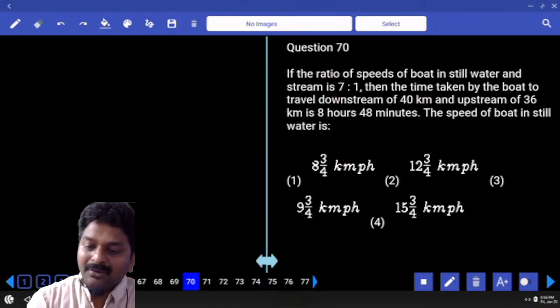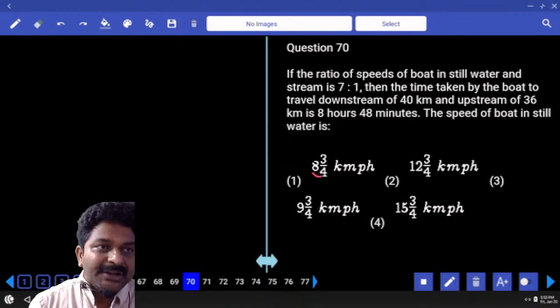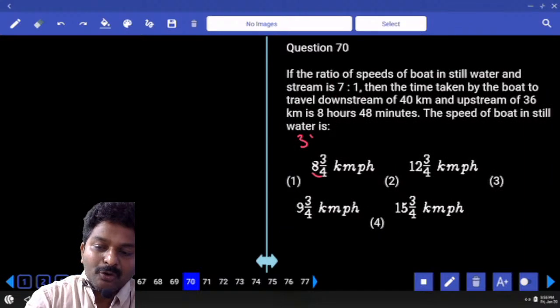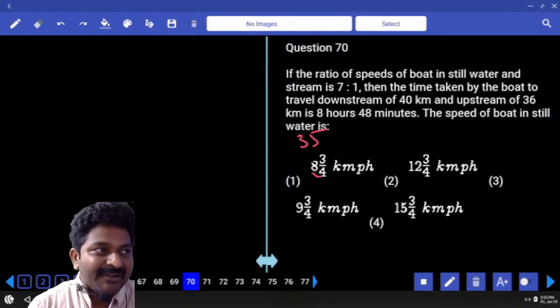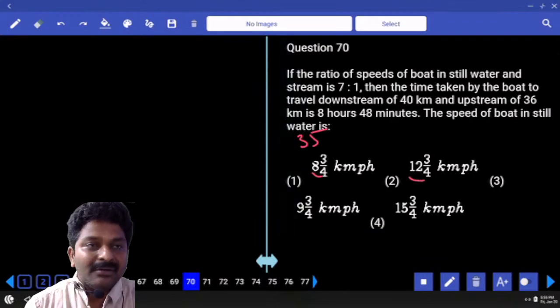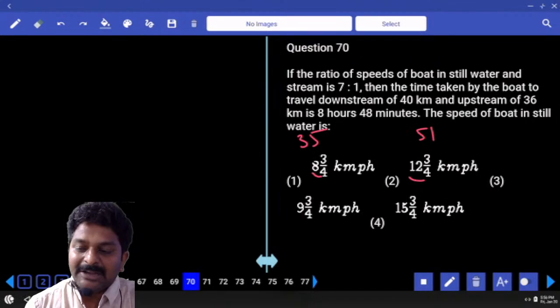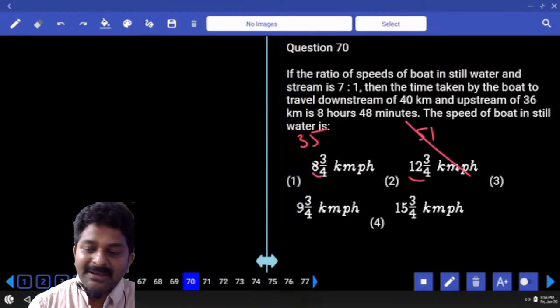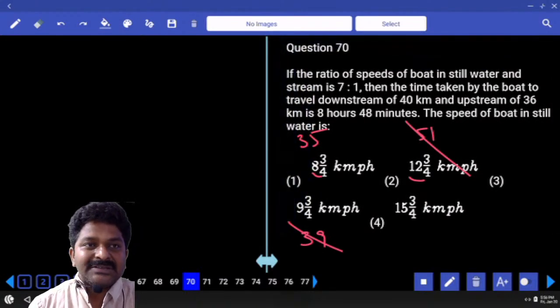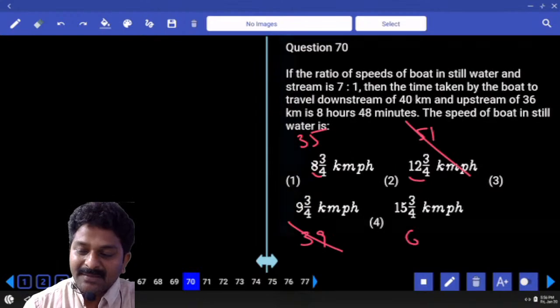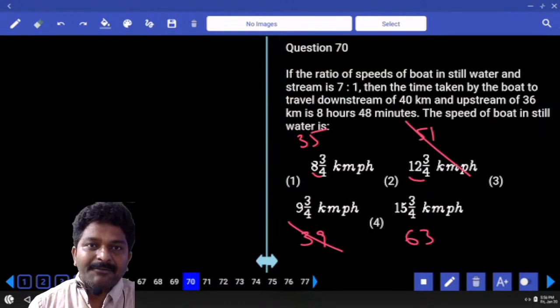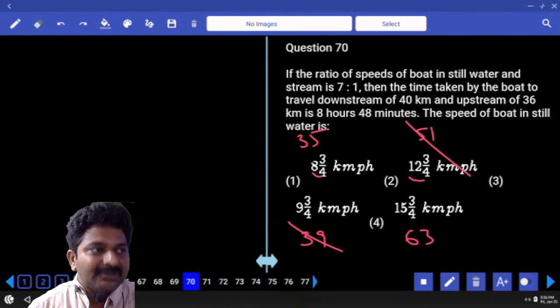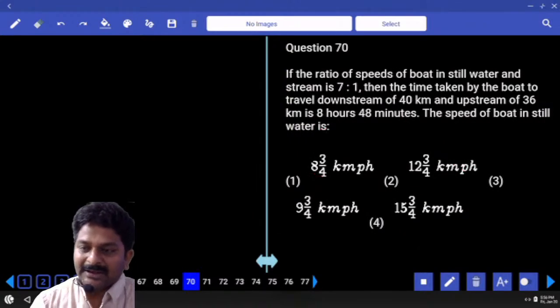The numerator must be a multiple of 7. Now, 8 into 4, 32 plus 3, numerator is 35. Is it a multiple of 7? Possibility. 12 into 4, 48 plus 3, 51. Is it a multiple of 7? Eliminated. 9 into 4, 36 plus 3. Is it a multiple of 7? No. 15 times 4, 60. 60 plus 3, 63. Is it a multiple of 7? Yes. Two options are there, so we have to calculate.